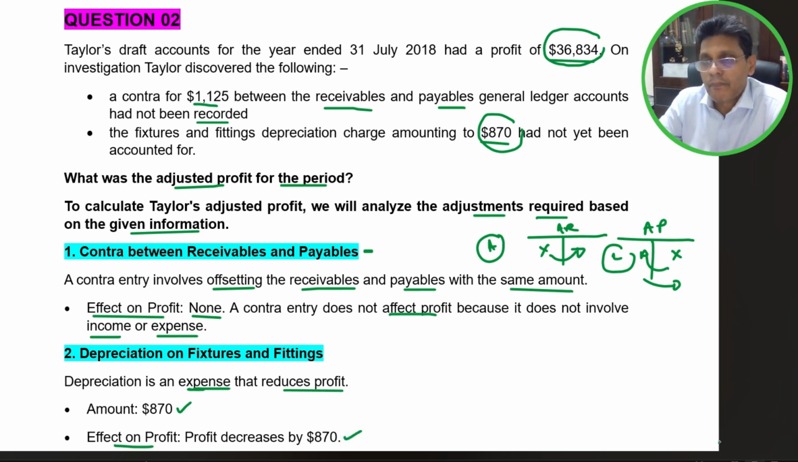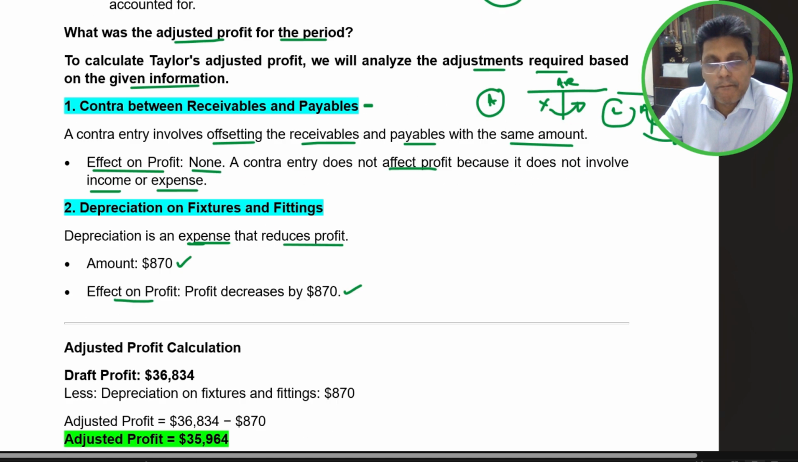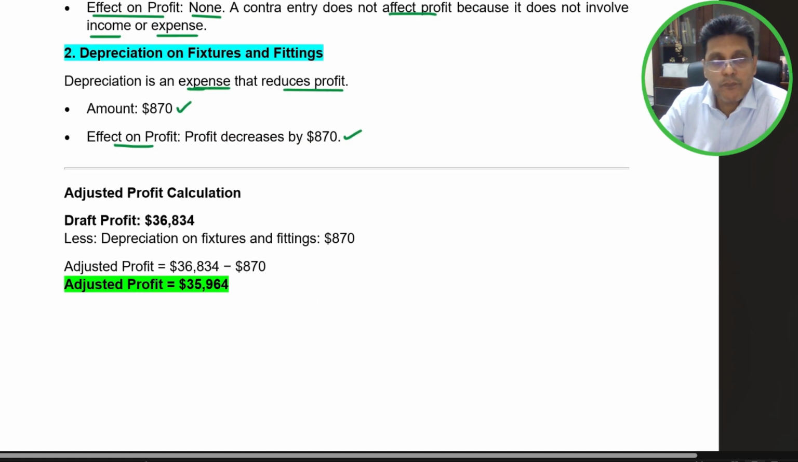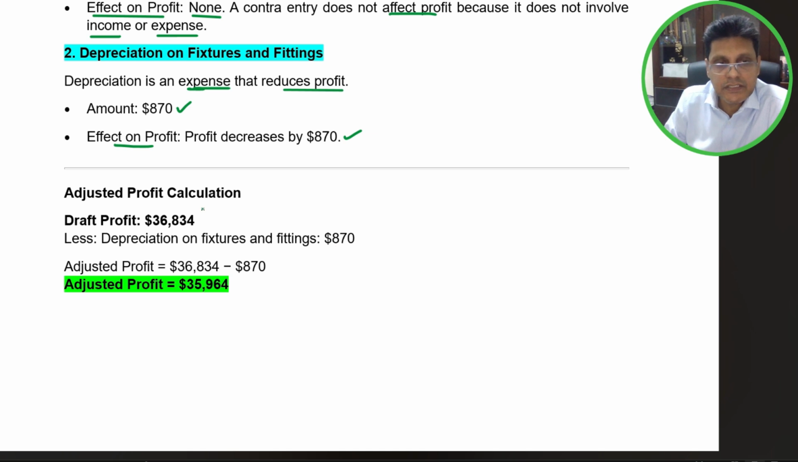So therefore your profit is given as $36,834 before adjusting for the depreciation on fixtures and fittings. So therefore once you make an adjustment to this, the adjusted profit will reduce by $870. So therefore your adjusted profit will be $35,964. So this is the answer for this particular question.